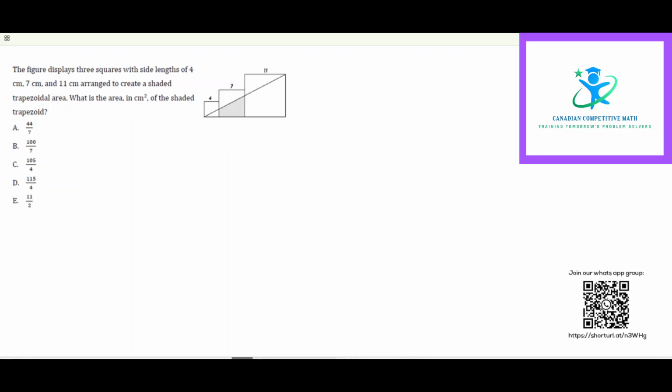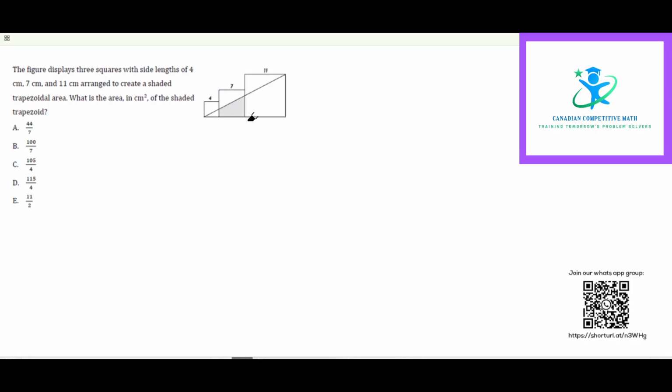Today we will continue on grade 9 level questions that were asked in Math Kangaroo, and in this particular question we can see three squares stacked side by side, and we have the side length for each of the squares. The question asks about the area of the trapezoid. You can see that there is a line going from the left corner at the bottom of the smaller square to the rightmost top corner of the biggest square. So the question is: what is the area of this trapezoid?